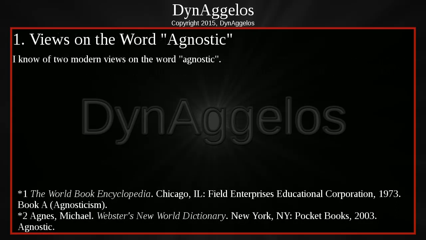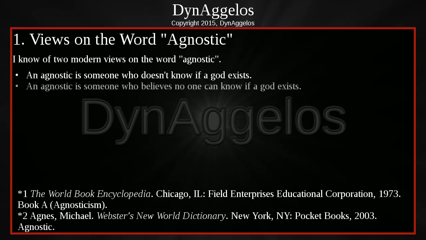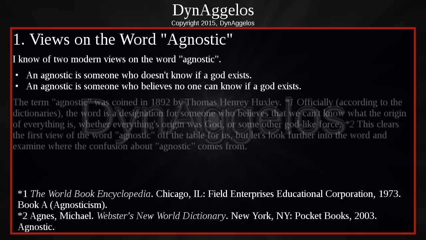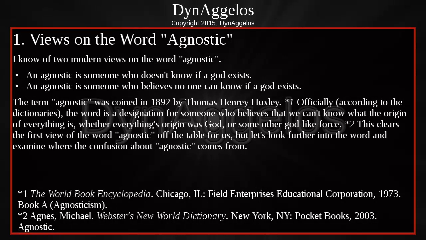Views on the word agnostic. I know of two modern views on the word agnostic. An agnostic is someone who doesn't know if a God exists. An agnostic is someone who believes no one can know if a God exists. The term agnostic was coined in 1892 by Thomas Henry Huxley. Officially, according to the dictionaries, the word is a designation for someone who believes that we can't know what the origin of everything is, whether everything's origin was God or some other godlike force. This clears the first view of the word agnostic off the table for us.